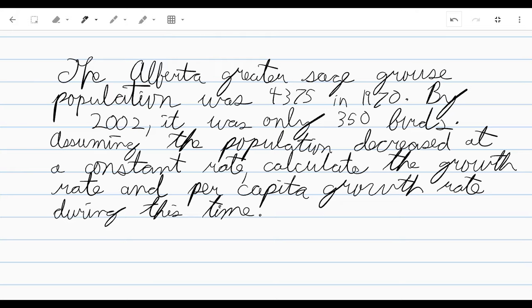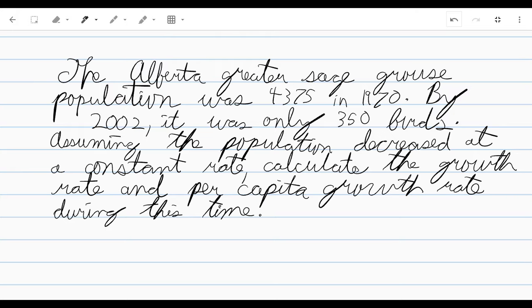So, in this question, obviously, this population got decimated, quite literally, actually. So, the population has decreased, but we're still talking about growth rate. It's just the growth rate in this case is going to be negative because it got much, much, much smaller.